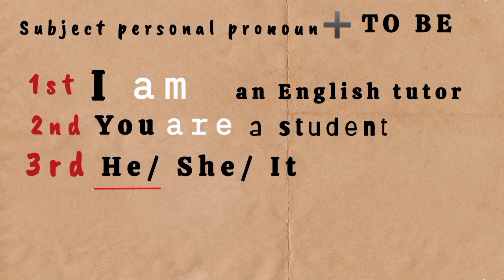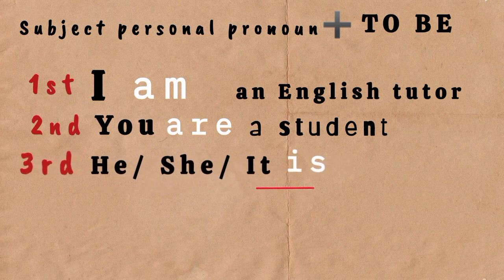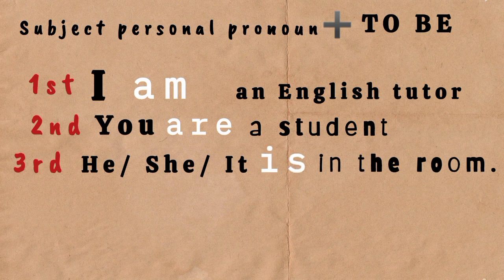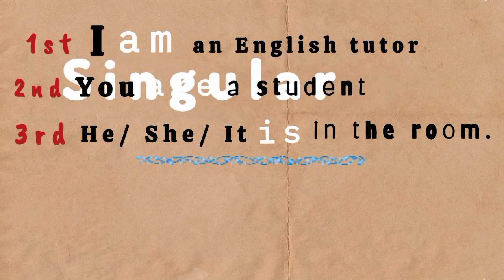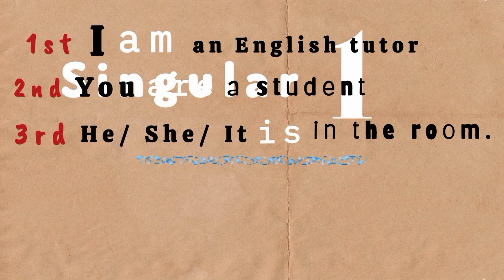He, she, it: third person singular. He for a boy or a man. She for a girl or a woman. It for a thing. For example, he is in the room. I, you, he, she, it in the sentences above are singular.